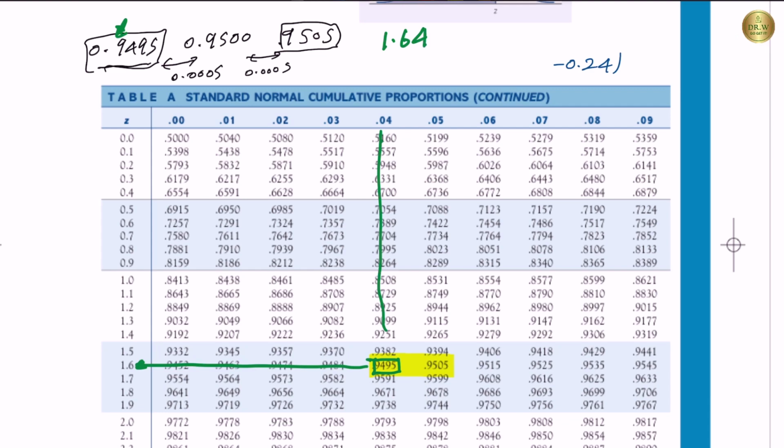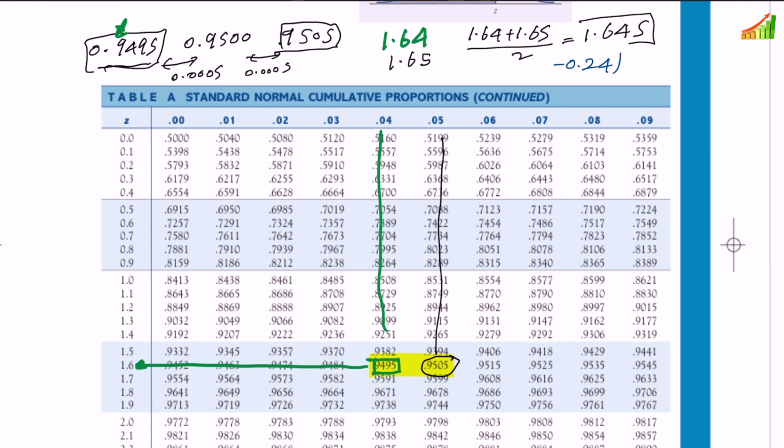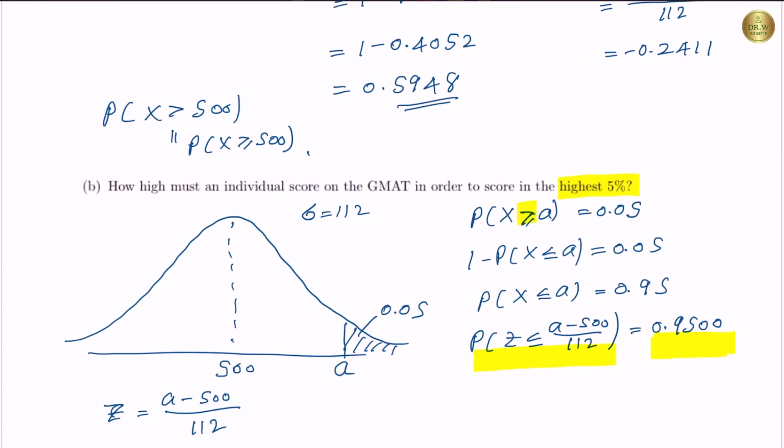So I write down here 1.64. Then go to the next z value for the other one, and that is 1.65. Then get the average. How do you find the average? 1.64 plus 1.65 divided by 2, that is 1.645. And this is the z value we use for this problem. Now we know the z value from the table. The z value for 0.9500 is 1.645. This is from the z table.